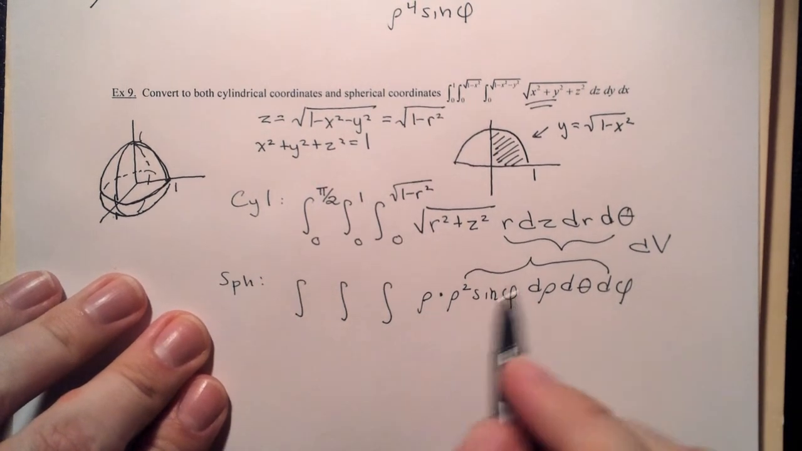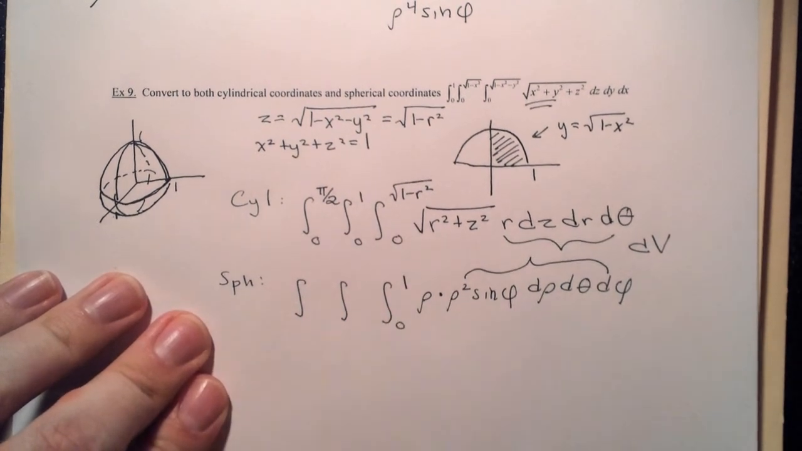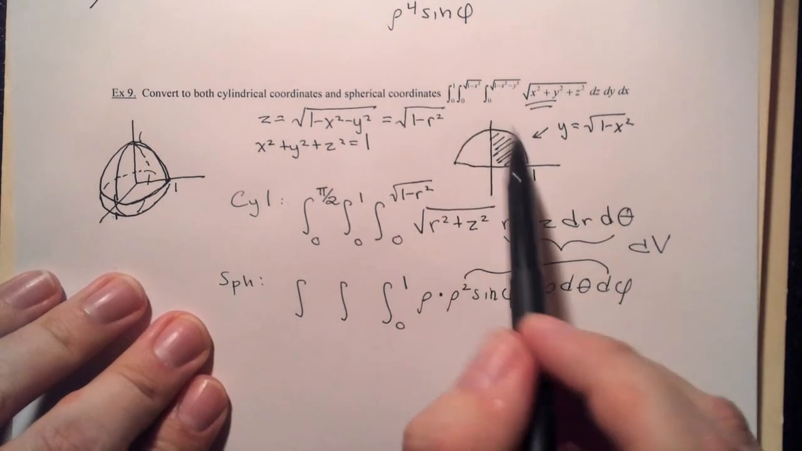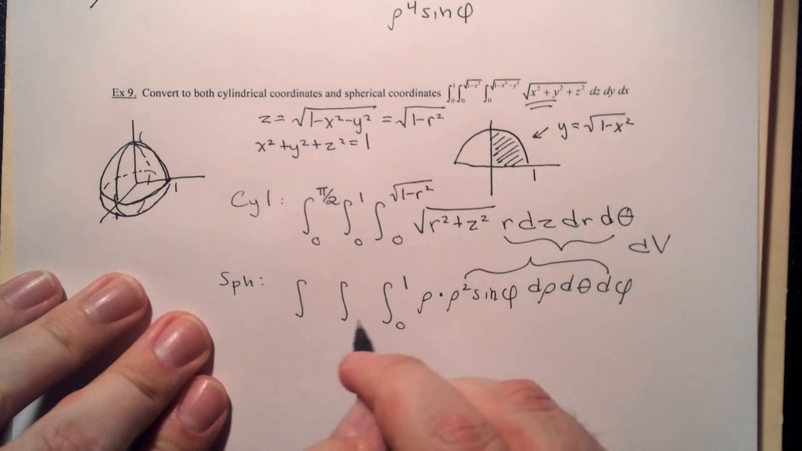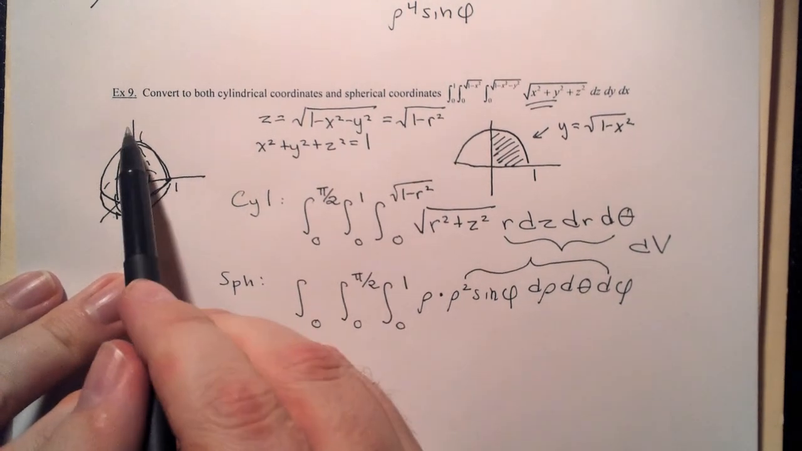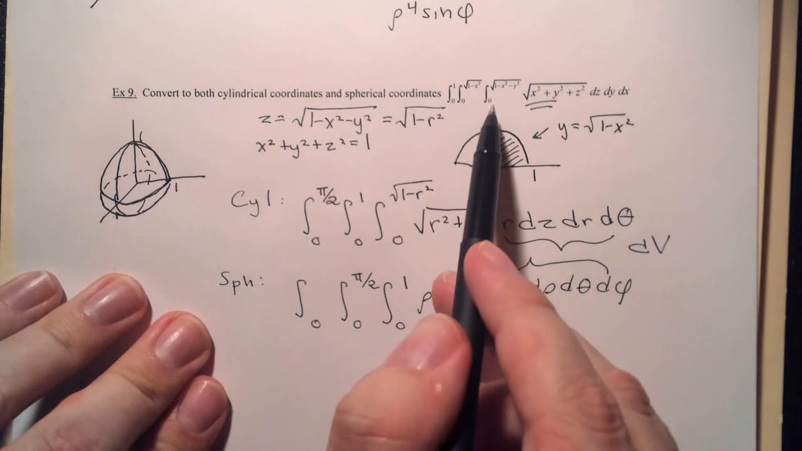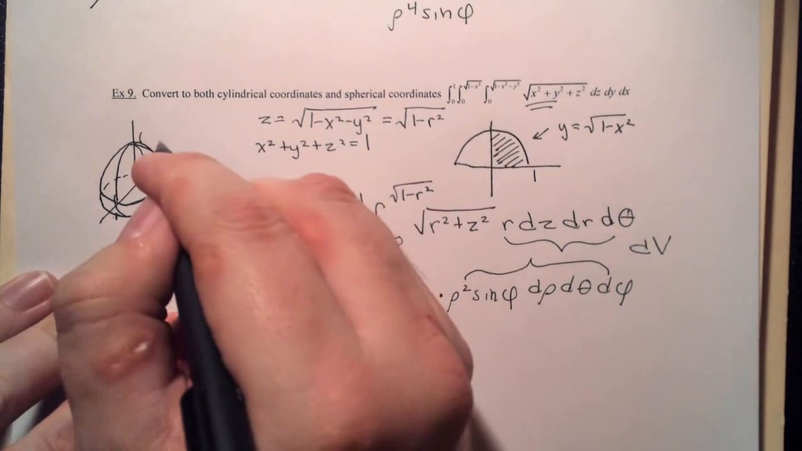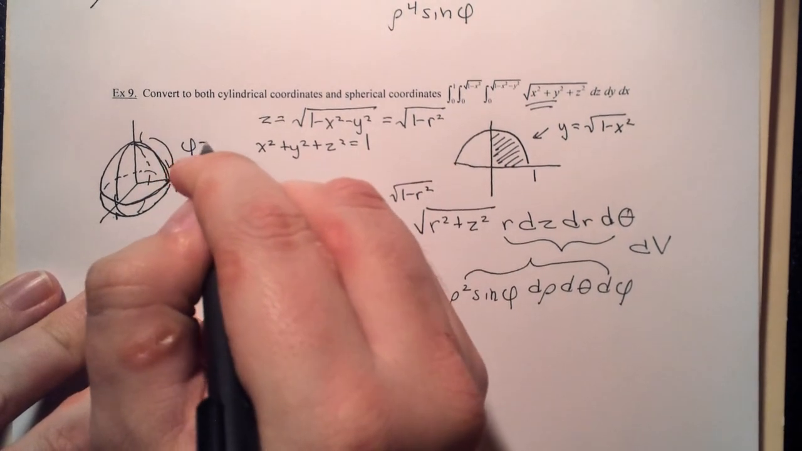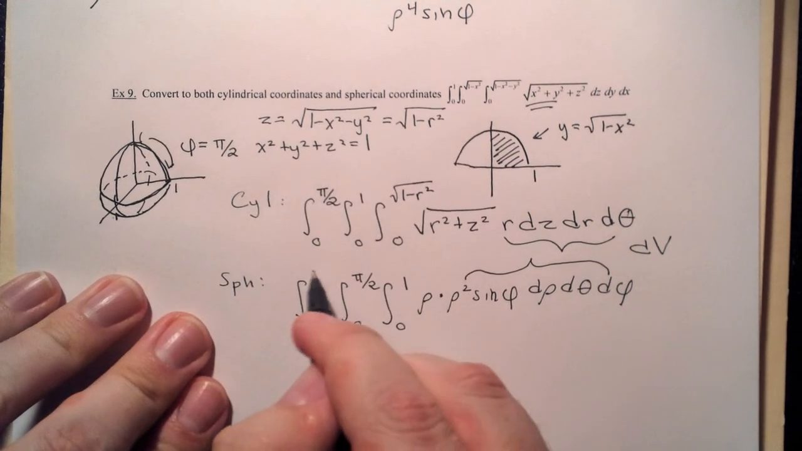So what will my bounds be for rho? Well, I'm going from 0 out to the sphere, so rho goes from 0 to 1. Theta, well, again, based on the trace that's described, I know that theta goes from 0 to pi over 2. And phi will go from 0 at the positive z-axis down to, well, if I'm going down to the plane, z equals 0 would mean that phi is equal to pi over 2 because I'm going 90 degrees from the positive z-axis.